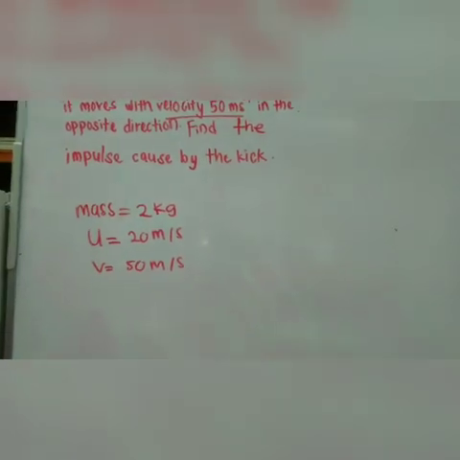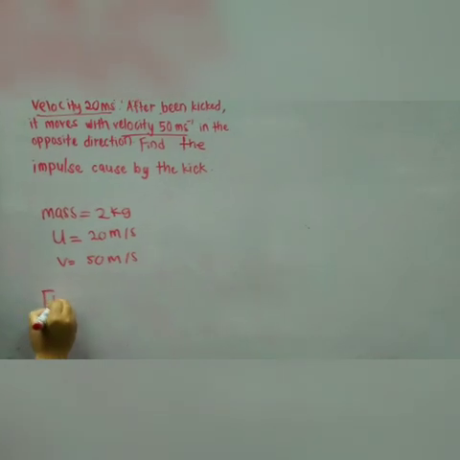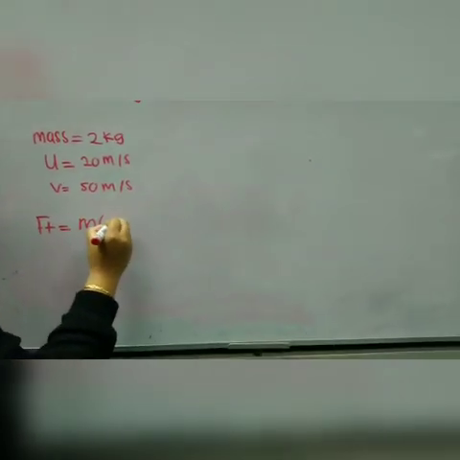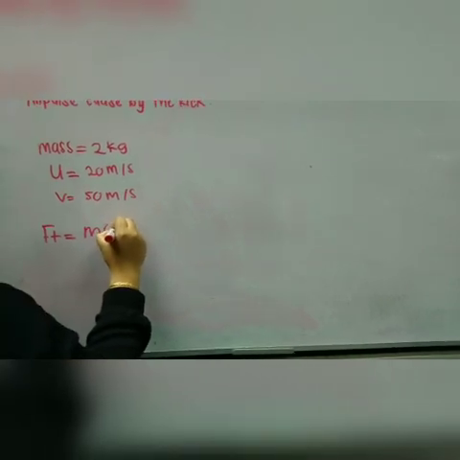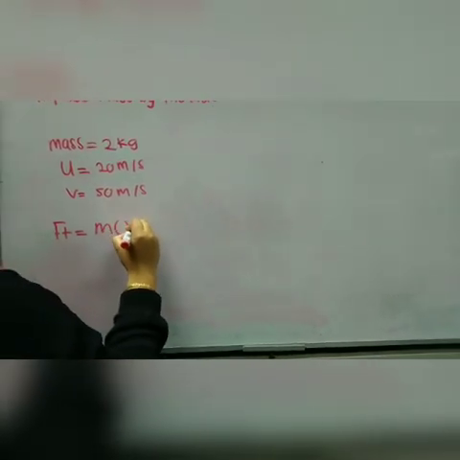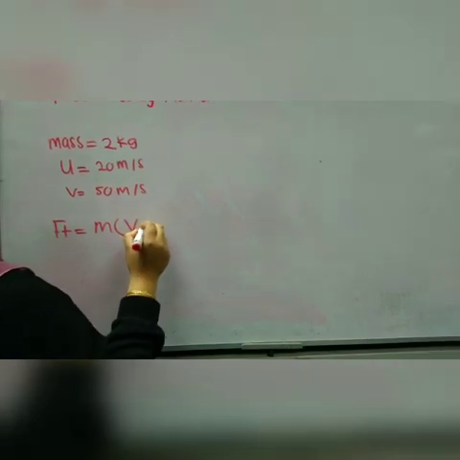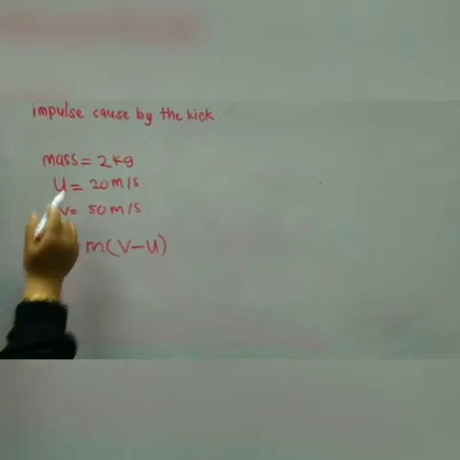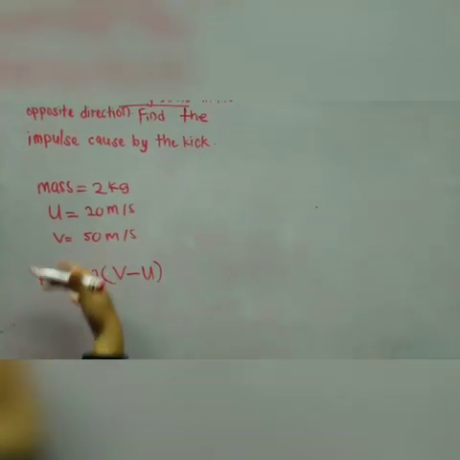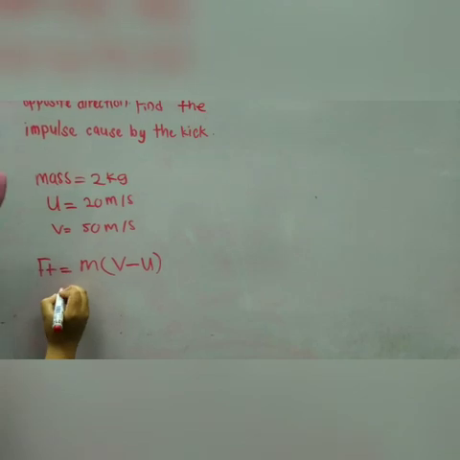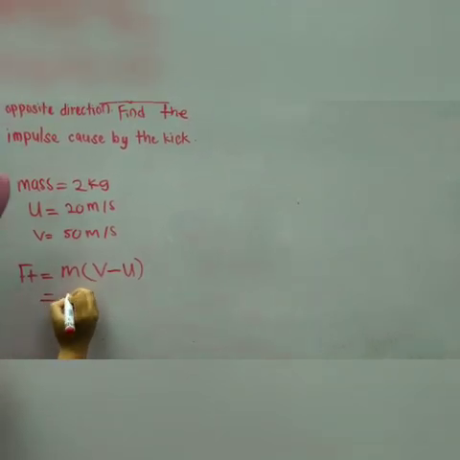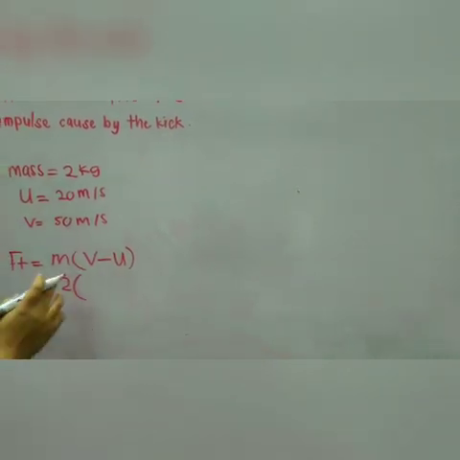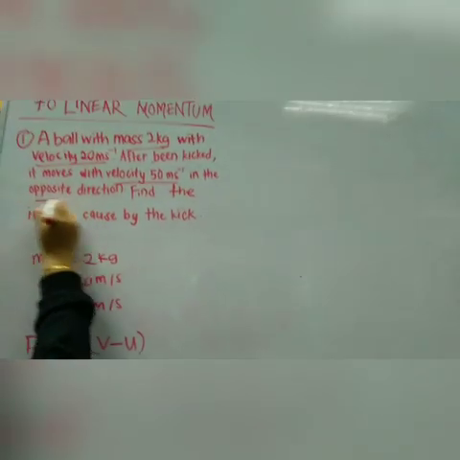Okay, we use the equation Ft, which is impulse, equal to mass times (final velocity minus initial velocity). We can substitute the information given into this equation. First, m equal to 2 kg, and v will be negative 50 because of the opposite direction.